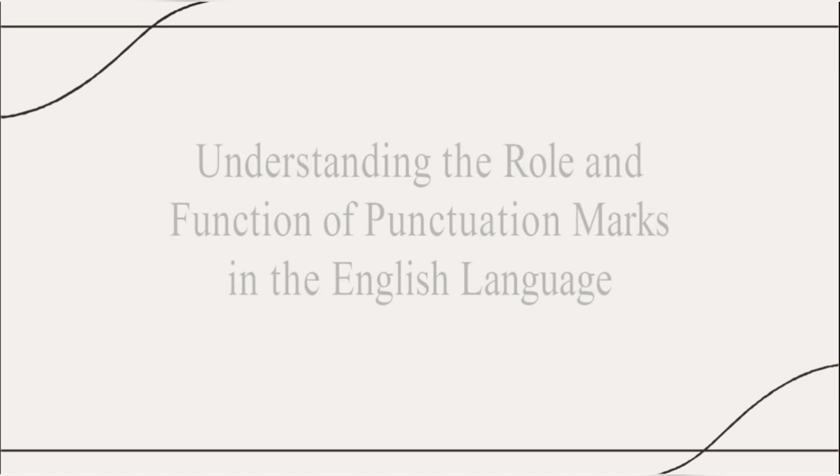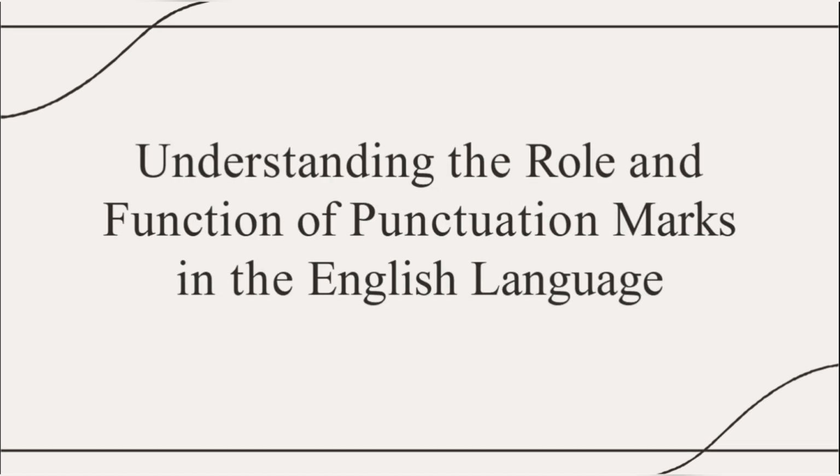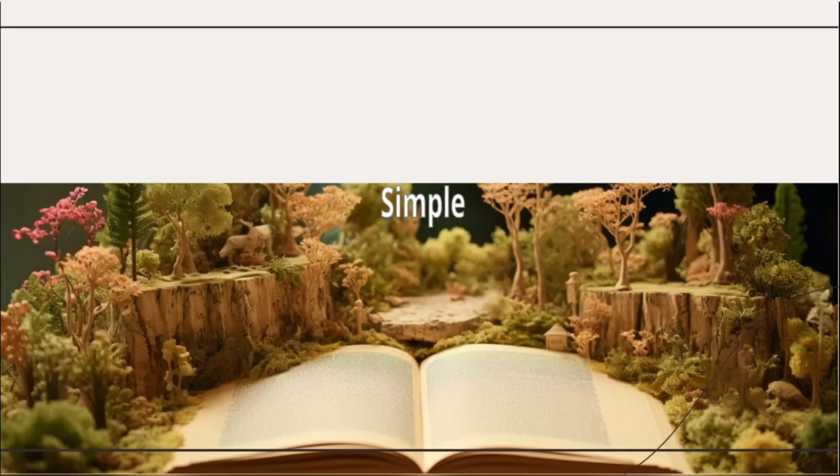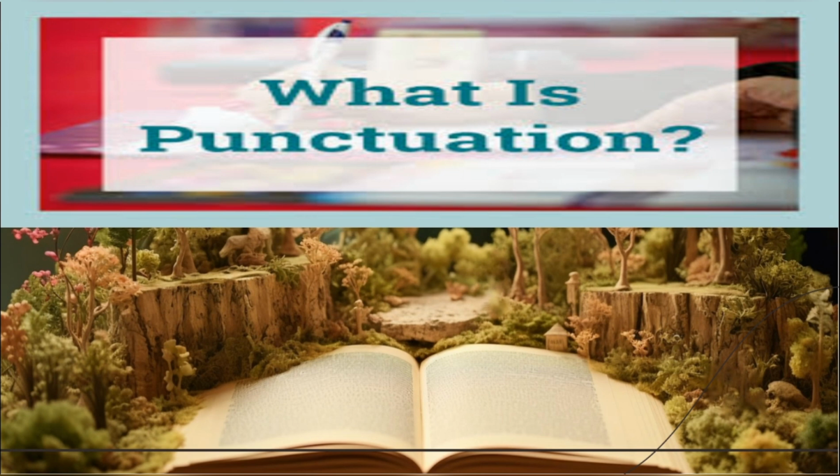Today we are going to understand the role and function of punctuation marks in the English language. So let's go. First we discuss what punctuation is. Punctuation is crucial because it clarifies the meaning of written text by indicating pauses, stops and the structure of sentences. Proper punctuation helps to avoid confusion, ensures clear communication, and improves readability, making it easier for readers to understand the writer's intent.